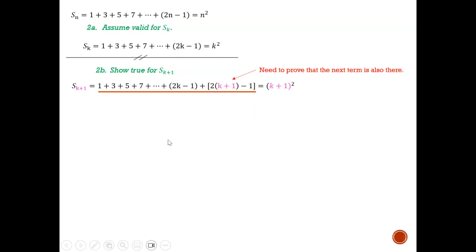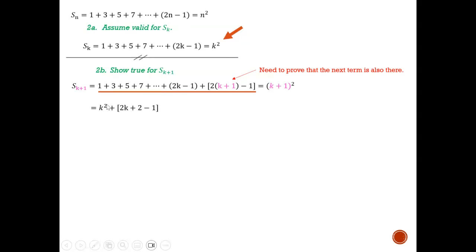If you notice here, guys, what's 1 plus 3 plus 5 plus 7 plus ... plus 2k minus 1? Isn't it k squared? So I'm going to replace k squared for all this section here. So it's going to give us k squared plus 2k plus 1 minus 1. Now guys, I don't work on the right side no more.